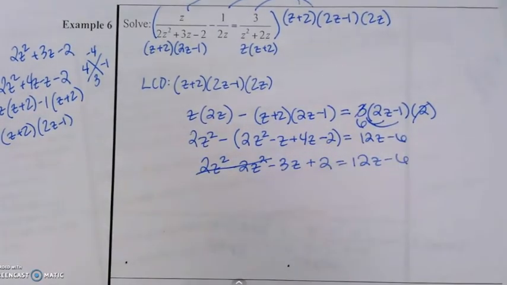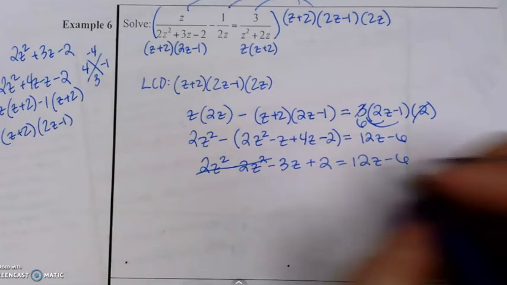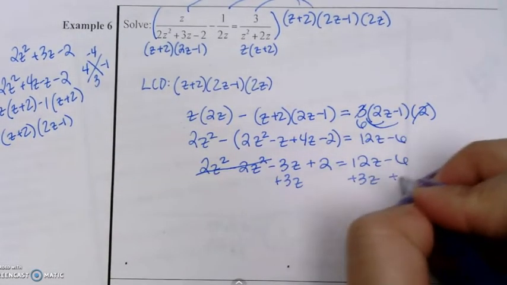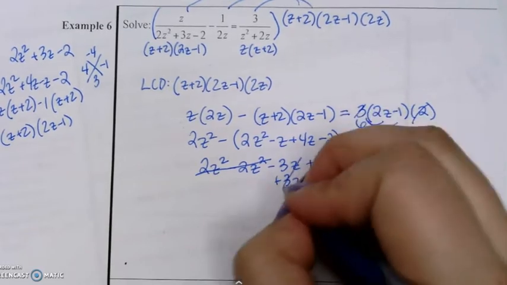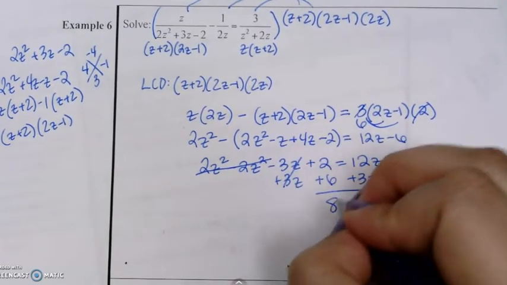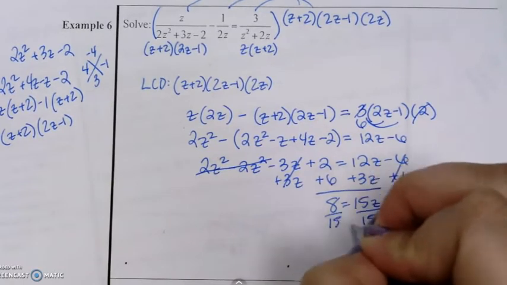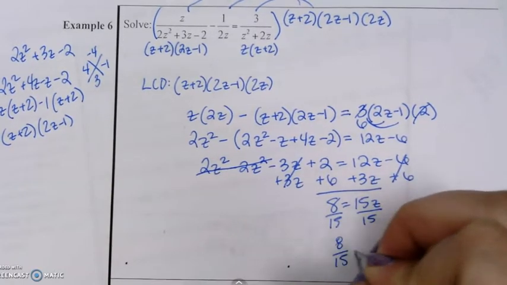2z squared minus 2z squared is 0. So let's do plus 3z plus 3z plus 6 plus 6. These cancel, these cancel. 8 equals 15z divided by 15. 8 over 15 equals z.